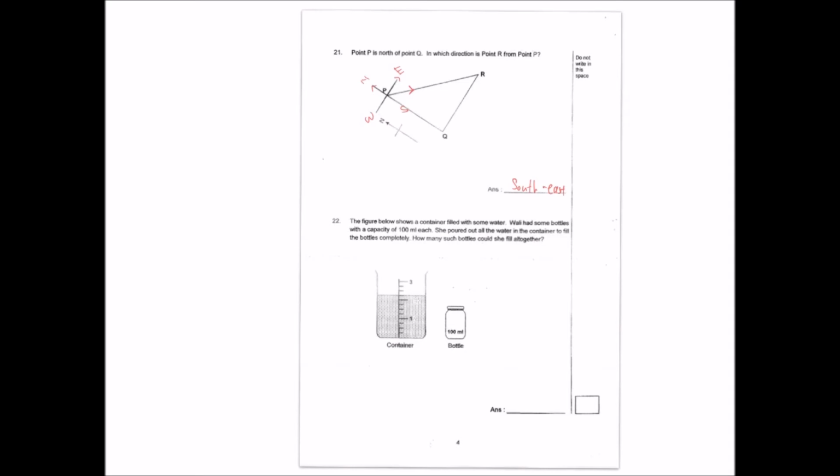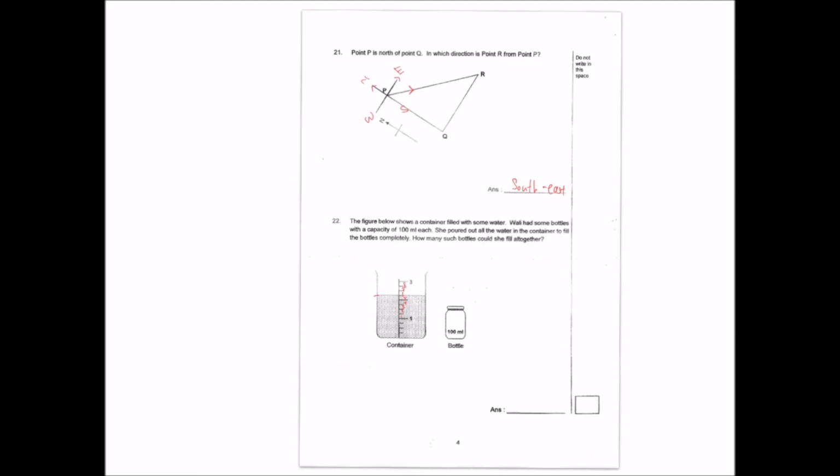Question 22. The figure below shows a container filled with some water. Wally had some bottles with a capacity of 100 ml each. She poured out all the water in the container to fill the bottles completely. How many such bottles could she fill altogether? First of all, we must know how much water it is. So we must read this beaker. We count the number of intervals: 1, 2, 3, 4, 5, 6, 7, 8. We have 8 intervals.